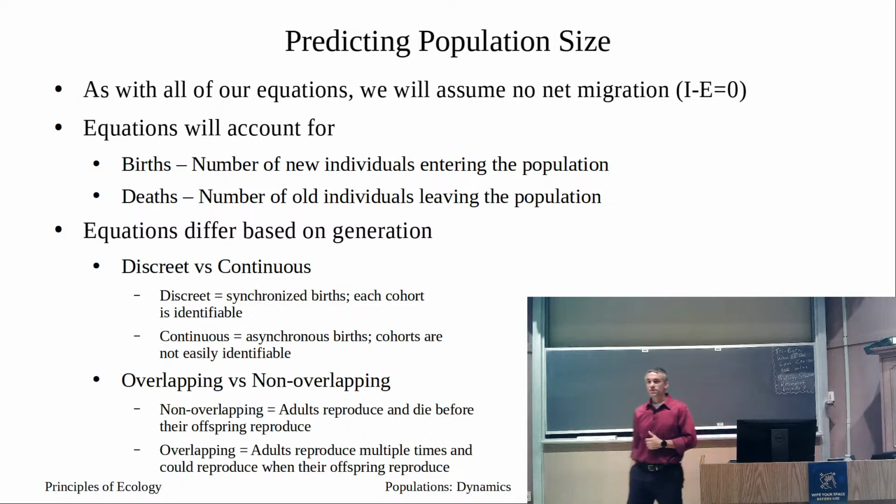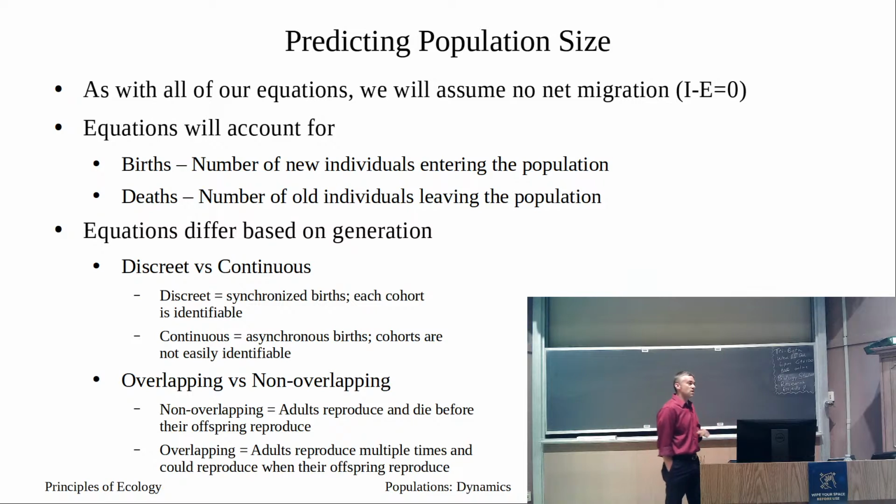But when we make predictions about our population sizes, at least in this class, we're going to assume that our population is closed, meaning we have no net migration. So the number of immigrants that come in is matched by the number of emigrants that leave. And that means then that the only things that are going to affect our population size will be the births and the deaths. All right, so births is the number of new individuals entering, deaths is the number of individuals leaving.